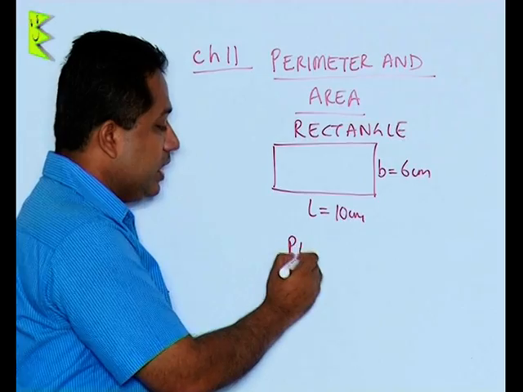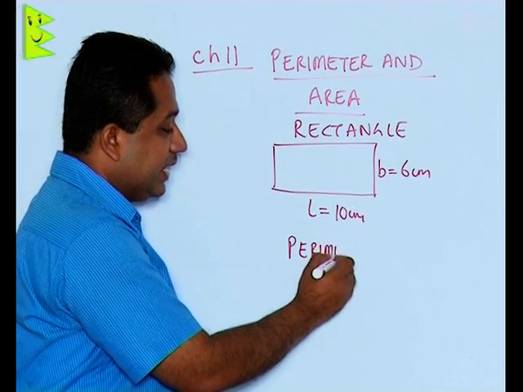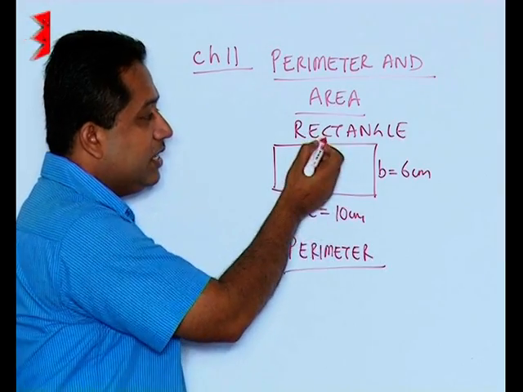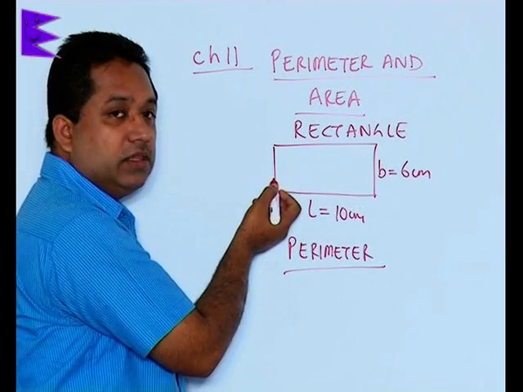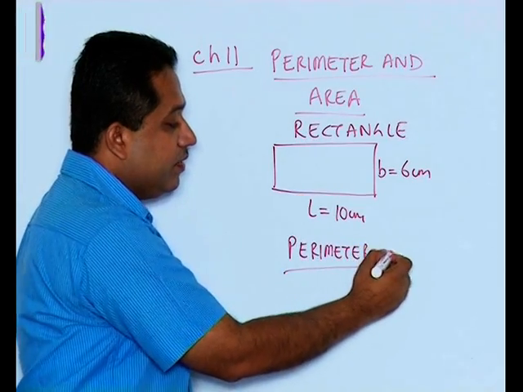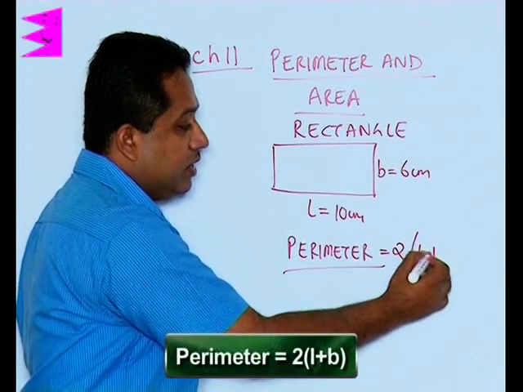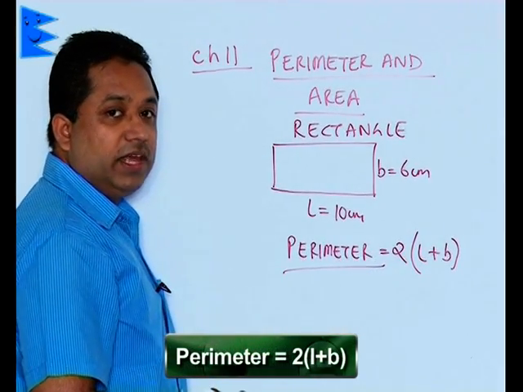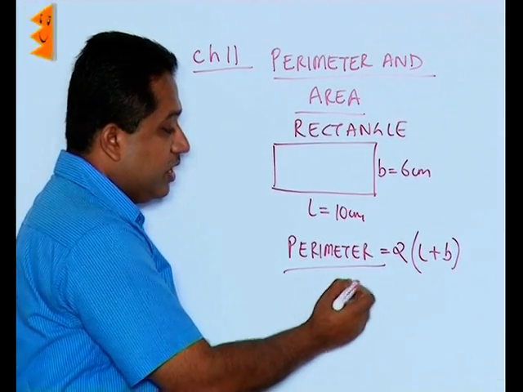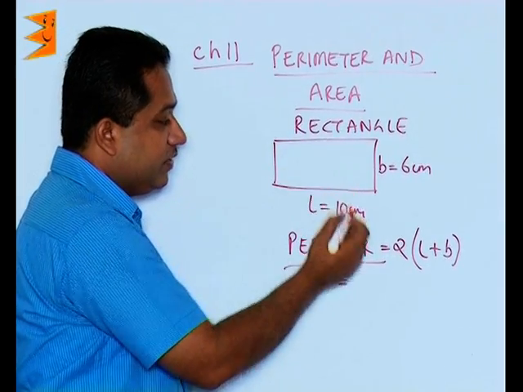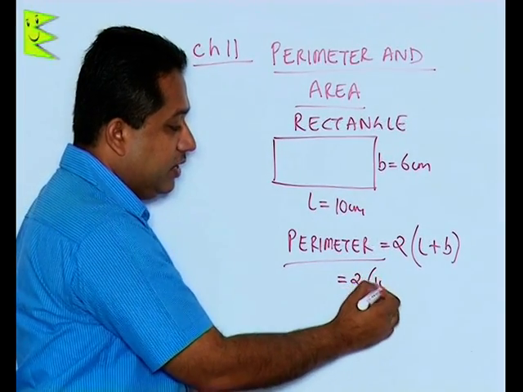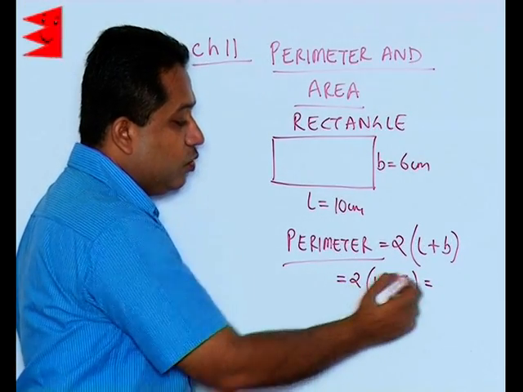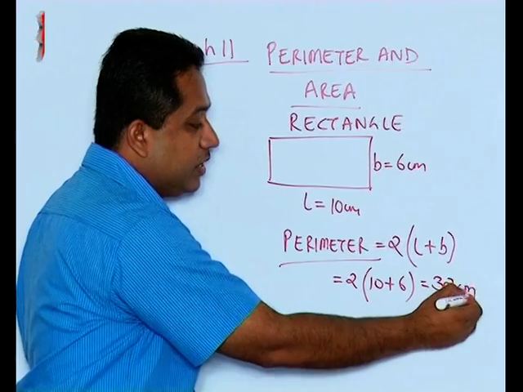Now, what is the perimeter of a rectangle? Perimeter of a rectangle is actually L plus B plus L plus B. That means we have 2L and 2B, therefore, we can take 2 common and we get the formula: perimeter of a rectangle is twice of length plus breadth. And therefore, if I have to calculate the perimeter of this rectangle, this will be twice of 10 plus 6, 10 plus 6 is 16, 16 into 2, we are going to get 32 centimeter.